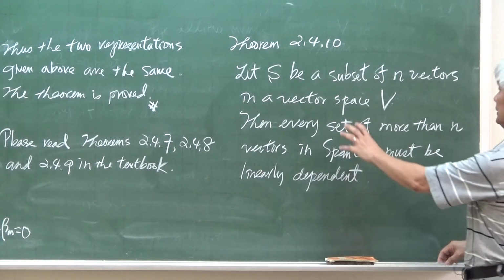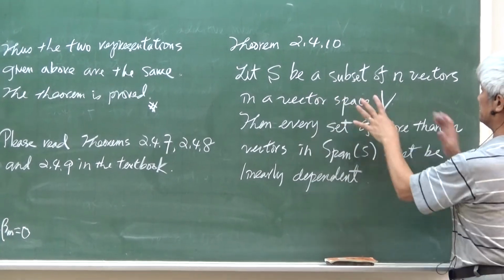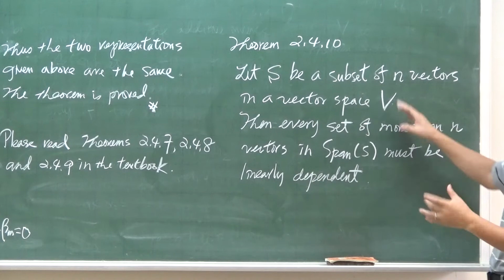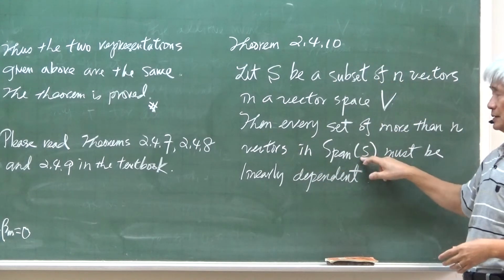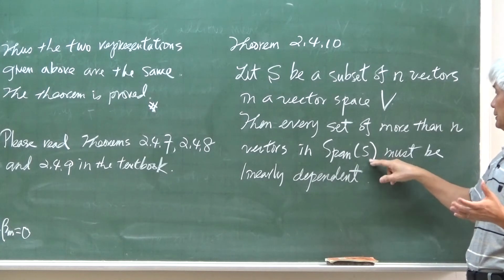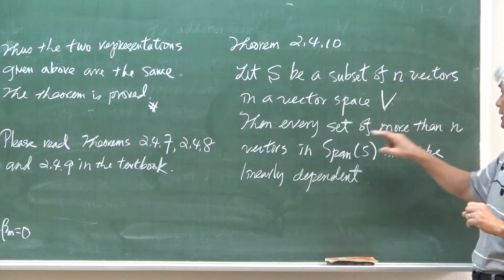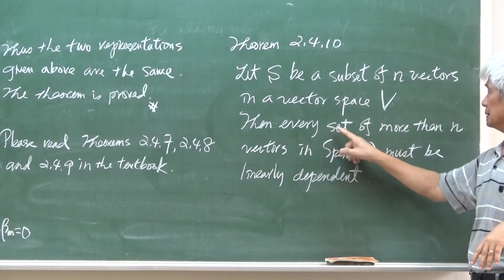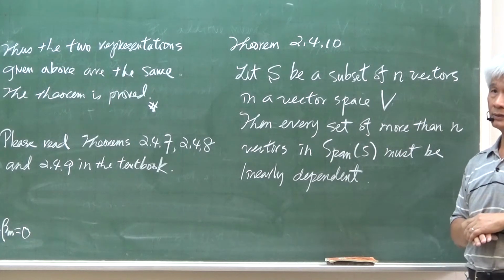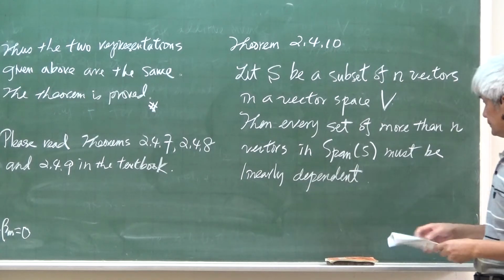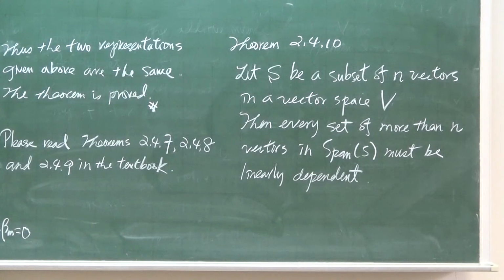So let me say again, I pick up n vectors from a vector space to form a set X. Then I use these n vectors to span a subspace, right? We already know the span of vectors is a subspace. And then if I take more than n vectors from this subspace, then this set must be linearly dependent. So from the statement, you know it is a non-trivial result.